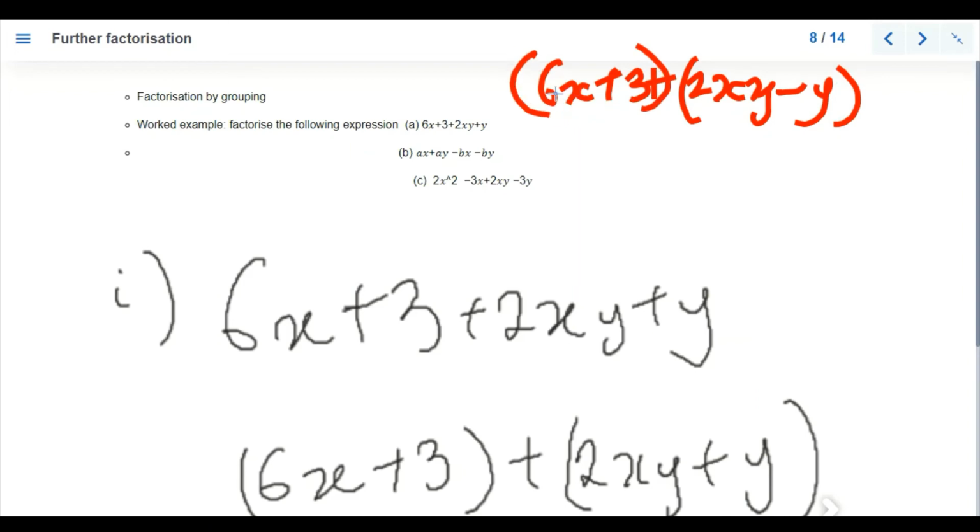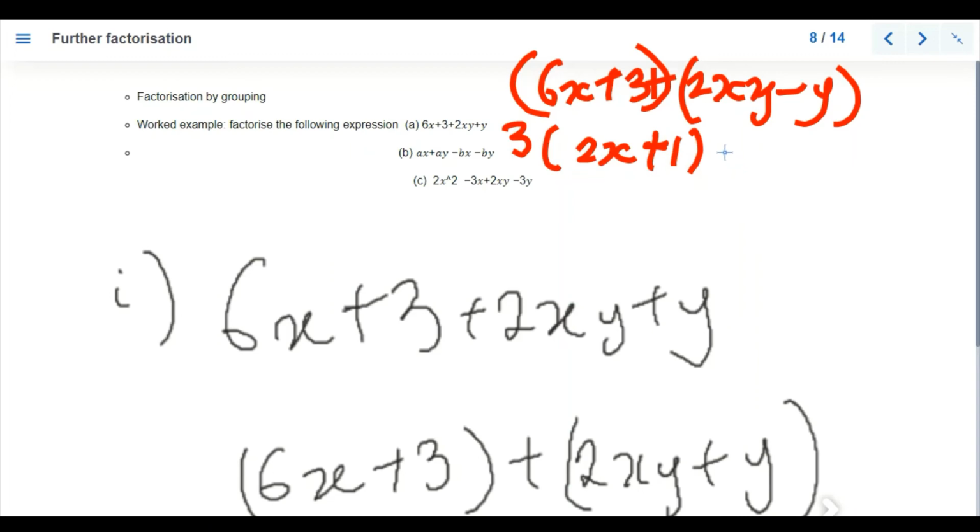Let's put it in pairs. 6x and 3. What is common to both of them? 3 is common to 6x and 3. And let's look at 2xy plus y. What is common to 2xy plus y? Y is common to both of them. So we bring out y here. We are bringing out 3 here. So we have 3 into brackets. What is left here? We have 2x plus 1.